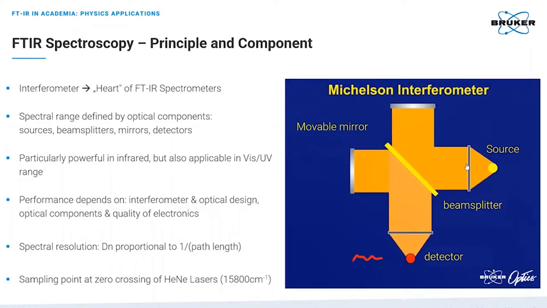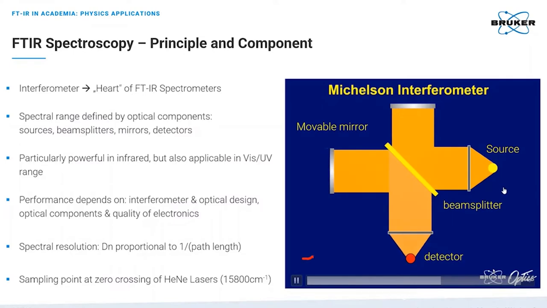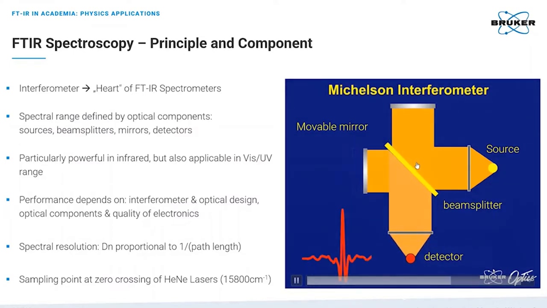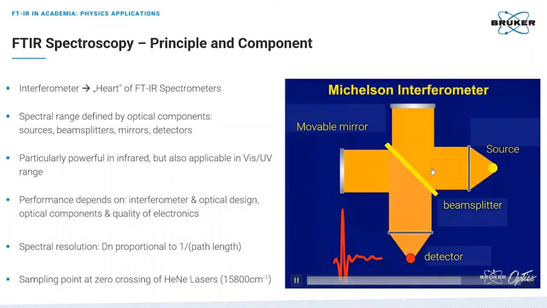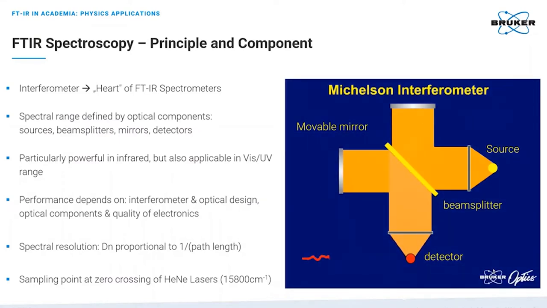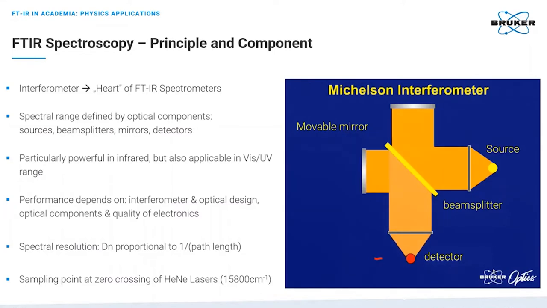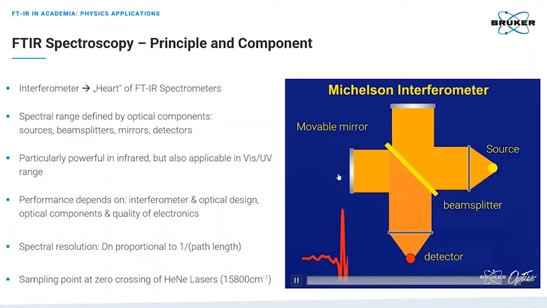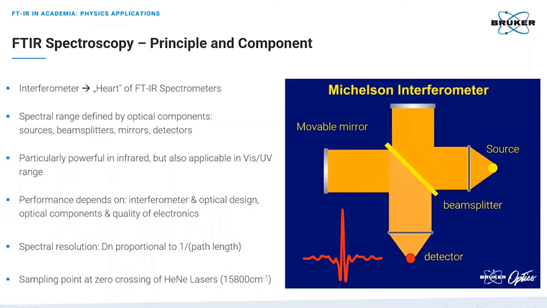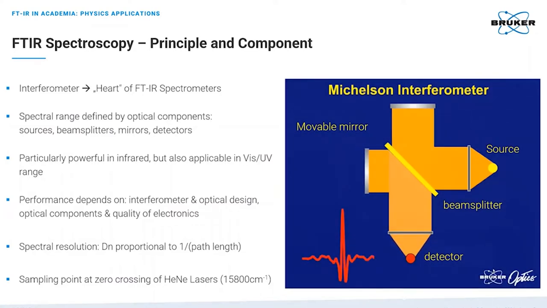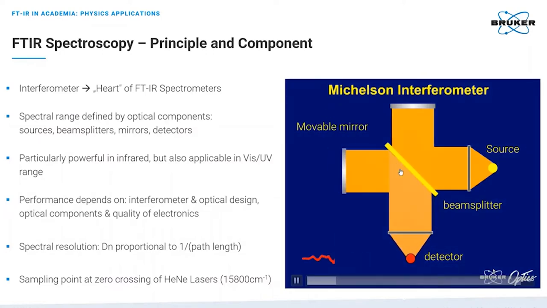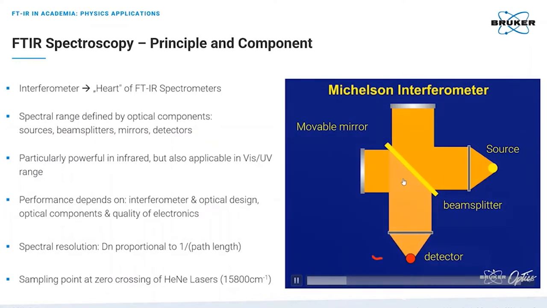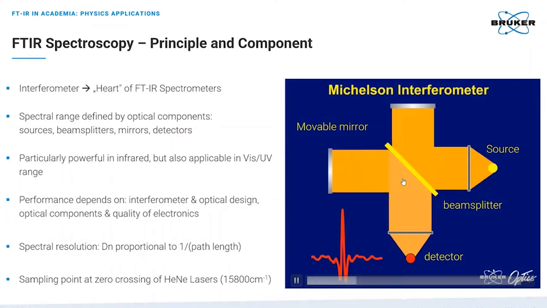We have the light source. From there, the light goes to the beam splitter, which splits the light into two parts, half transmitted and half reflected. One goes to a fixed mirror and the other to a movable mirror. When the movable mirror moves, it generates a position-dependent optical path difference between the two light beams. And these two beams will recombine again at the beam splitter and interfere with each other and go to the detector at the end.